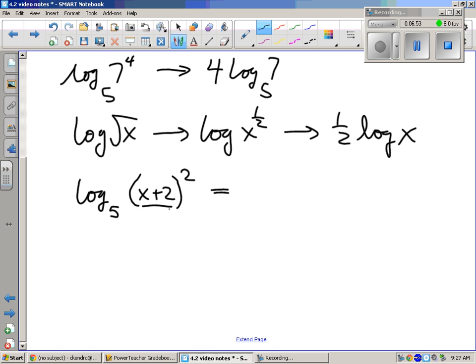Okay, now because this is in parentheses, I don't want to break that up. So I can bring the 2 out front, and I have log base 5 of x plus 2. You don't want to break that up, and because it was squared, we might have to put in a plus or minus sign when we actually go to solve this, because squaring it always brings it back to positive. But again, we'll talk about that one later.